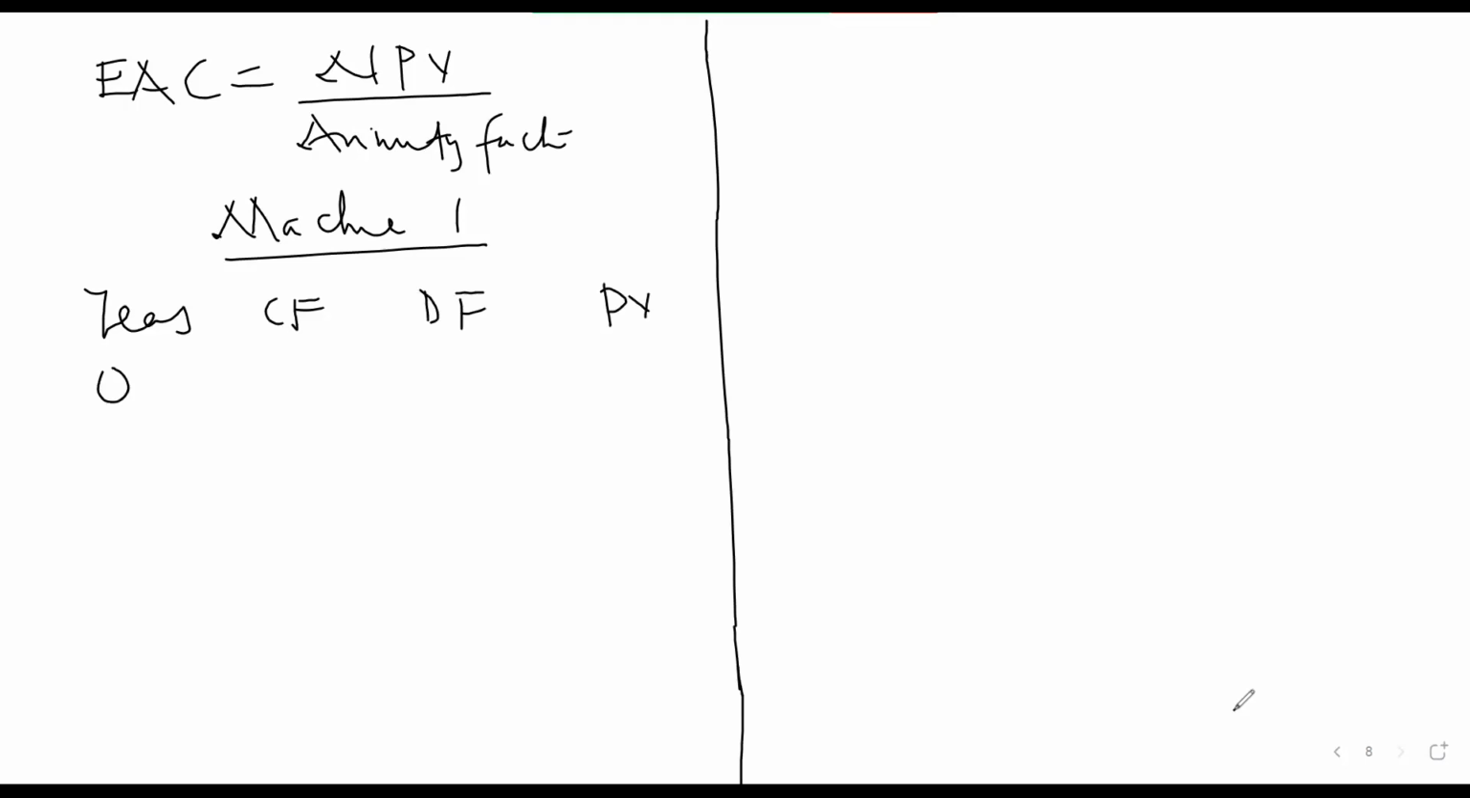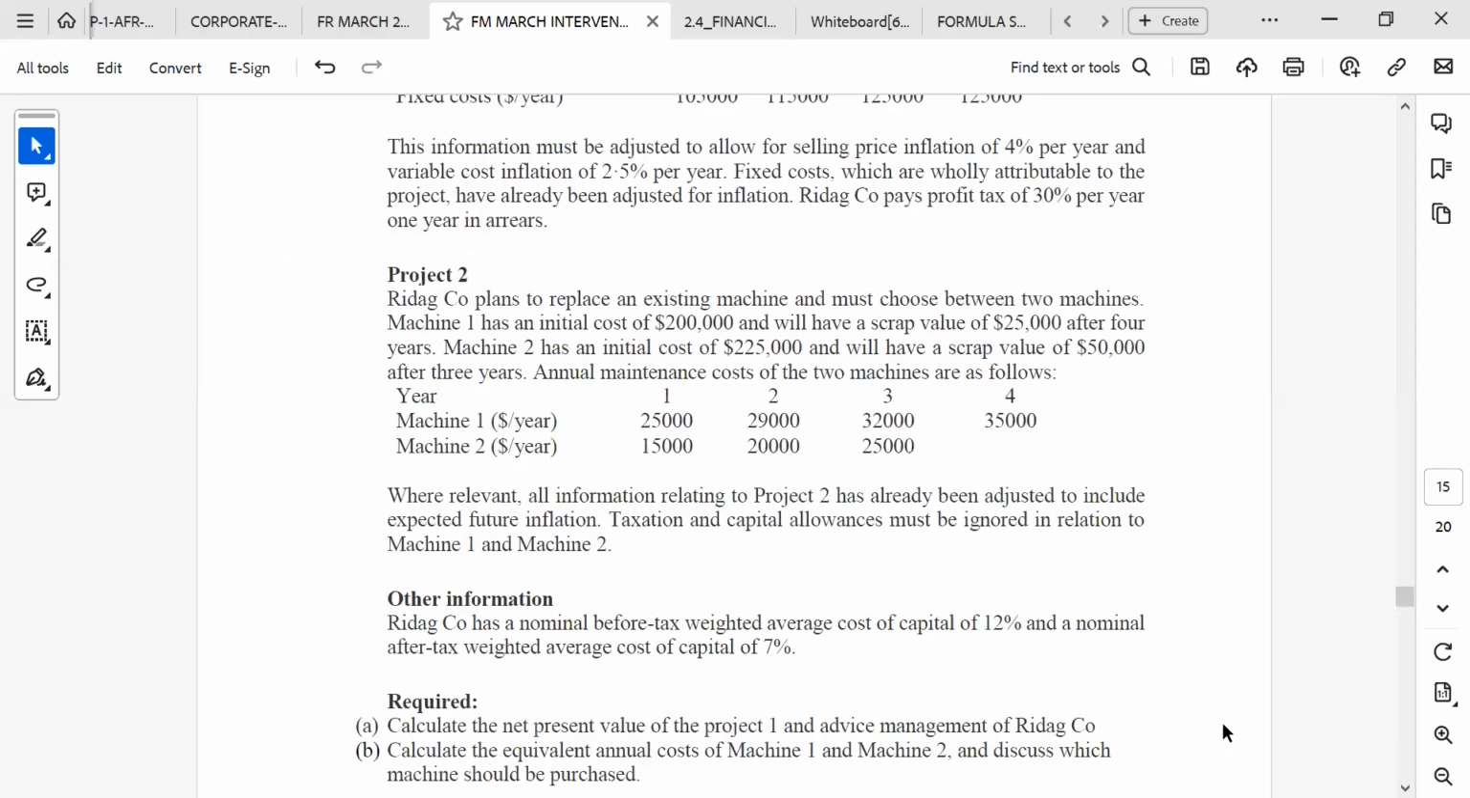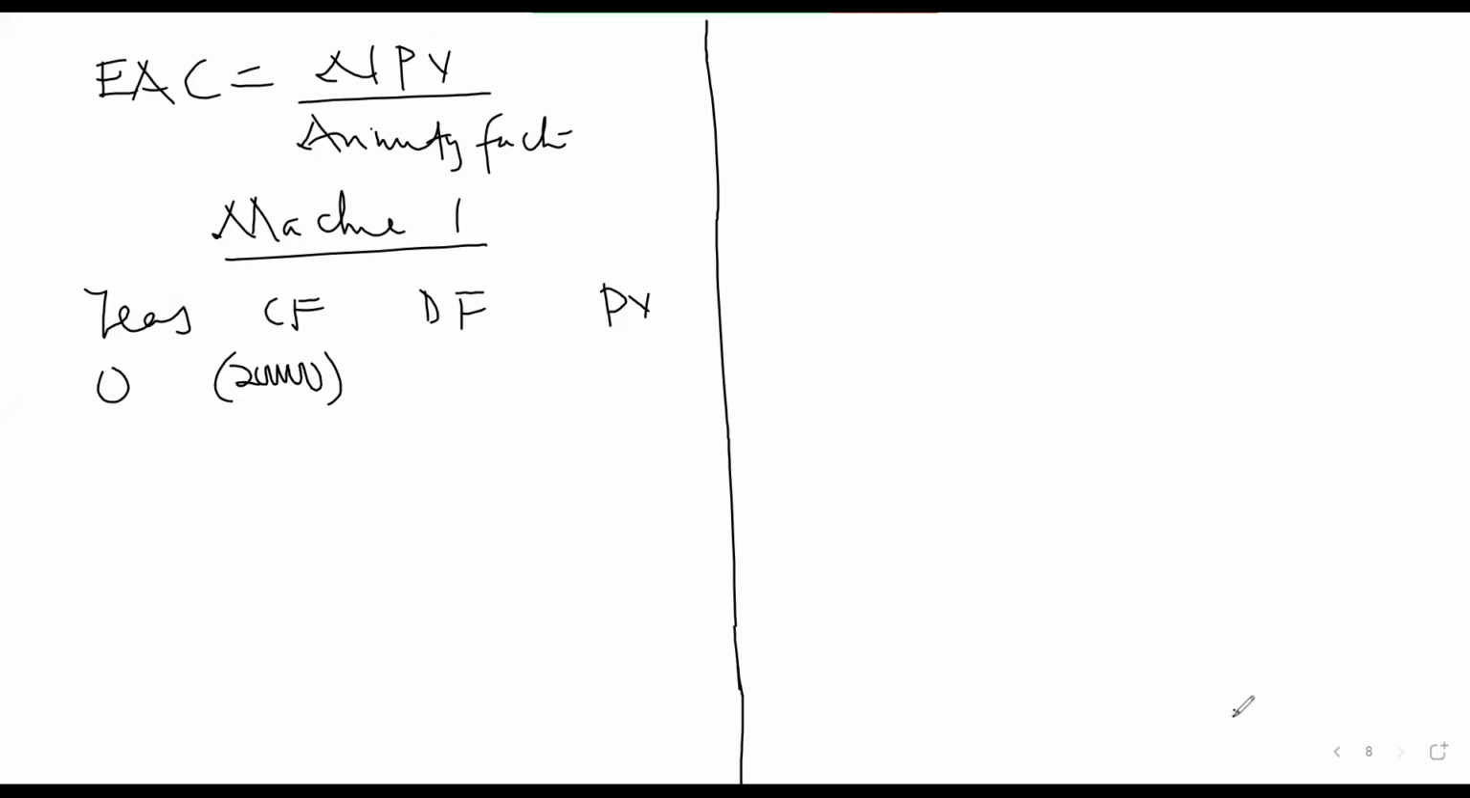So year 0, what is the initial investment? $200,000. So that will be 200,000, and the discount factor at 12% will be 1.00. Taxation and those ones should be ignored, so we use the before tax rate. If they say taxation should be applicable, then you use the after tax.